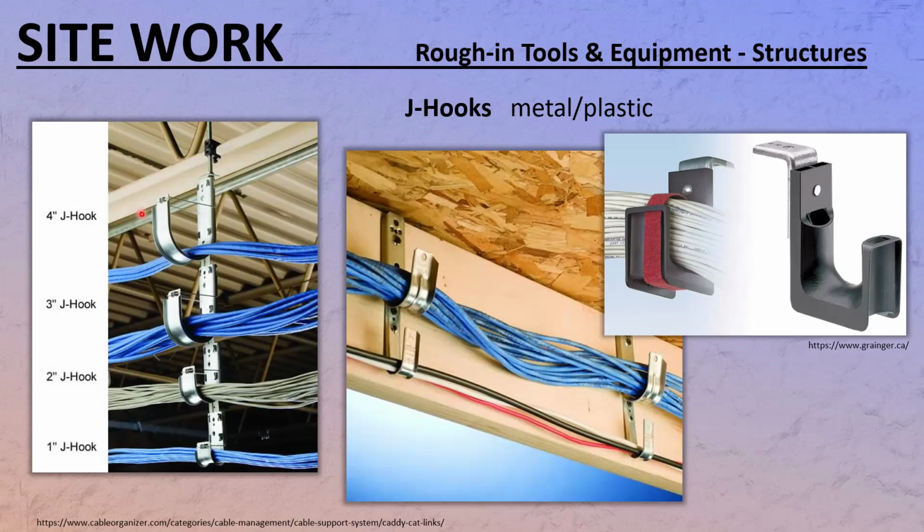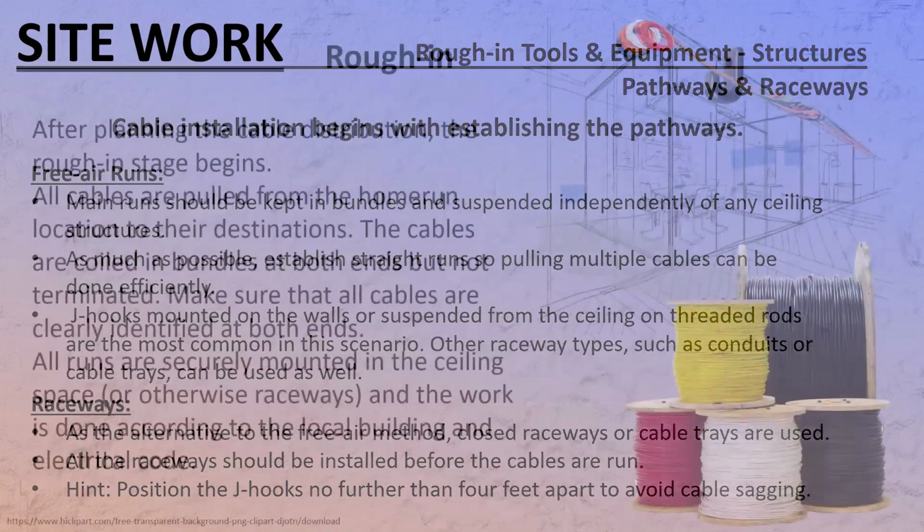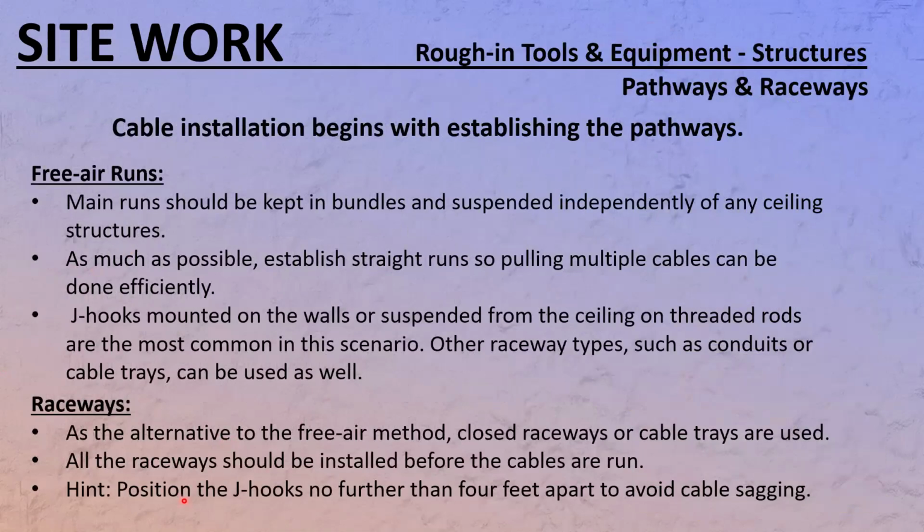J-hooks come in different sizes, and they are rated for how many wires they can fit. Here's one big one, 4-inch, 3-inch, 2-inch, 1-inch, and they are metal J-hooks, or they can be plastic ones as well. They can be cascaded on threaded rods, and this is the red iron, usually called that because it's red. This one is painted, but the red iron is the steel structure that holds the seating. Let's go back to what we were doing. Position the J-hooks no further than 4 feet apart. It's a rule.